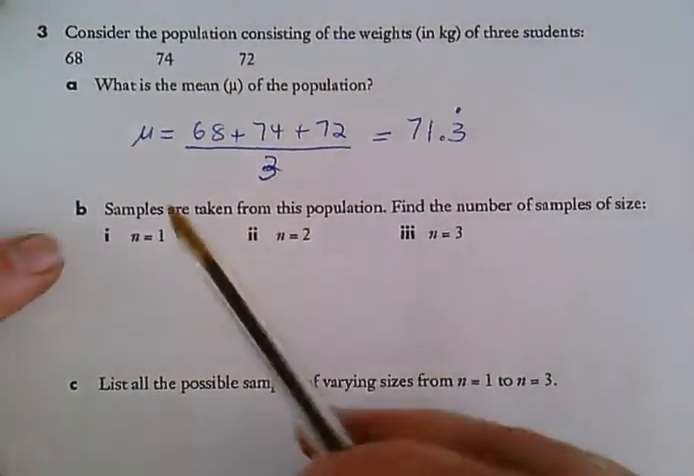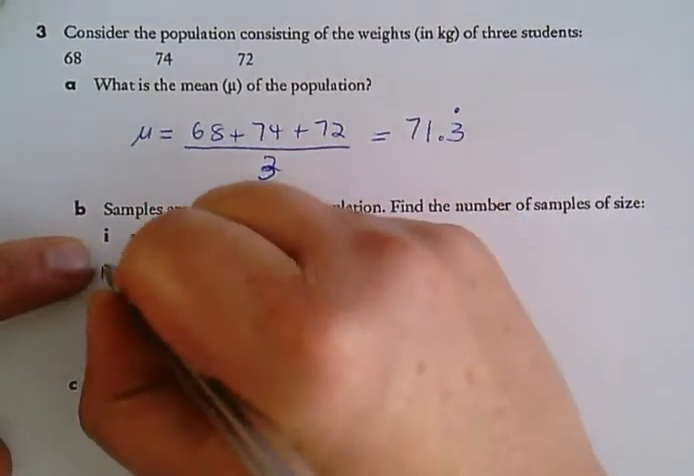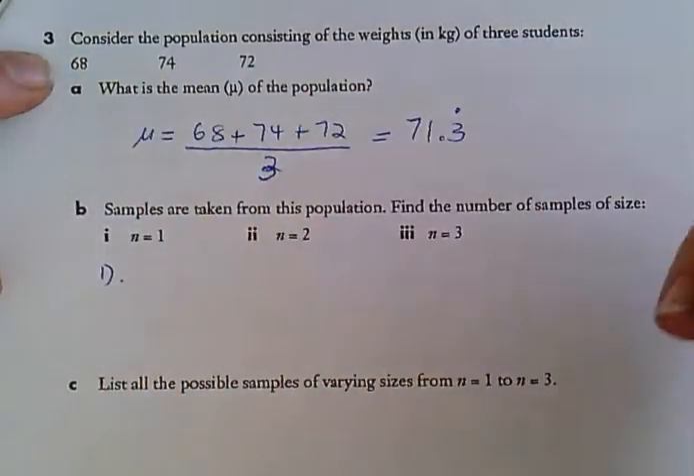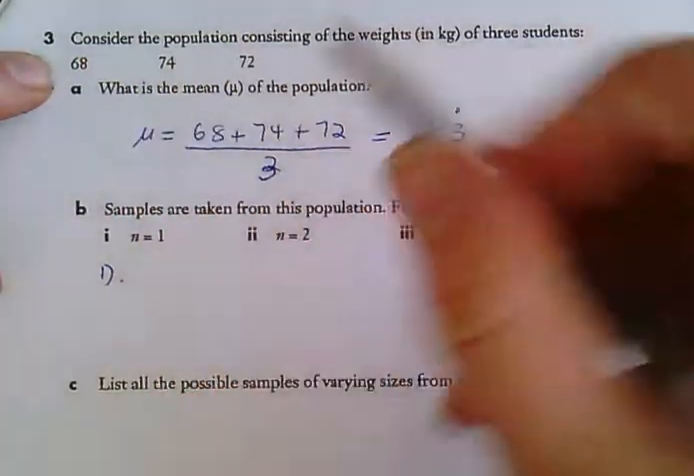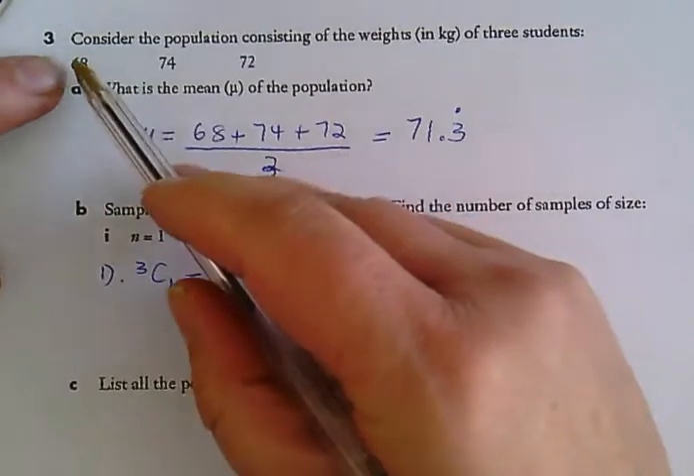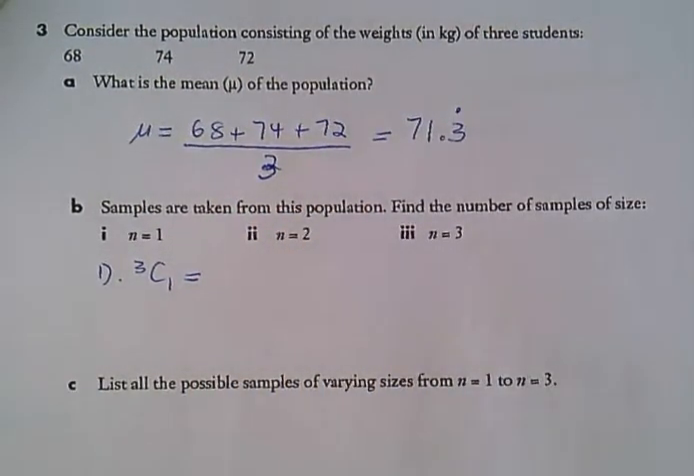Okay, samples are taken from this population. It's not asking you to list them. Find the number of samples of size n is 1. N is 1, so you can just do 3 choose 1, but wouldn't you have 1, 2, 3? So it's 3 choose 1. Do you know what I mean? I could have that, that, or that. There are 3 different samples of size 1.